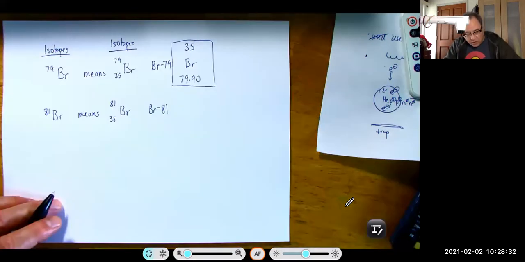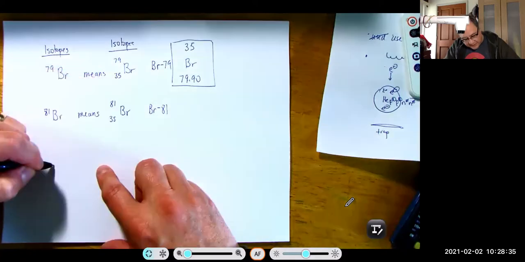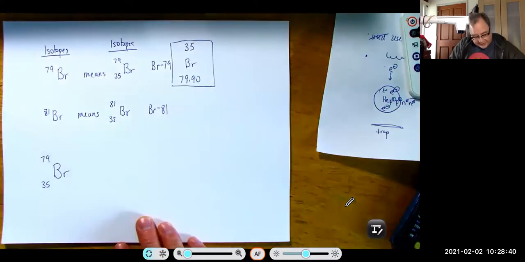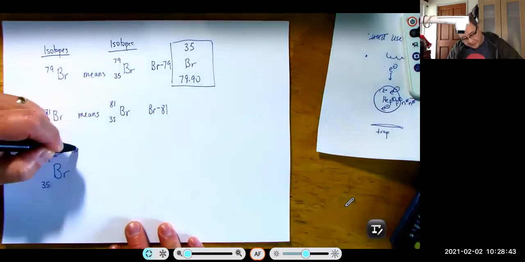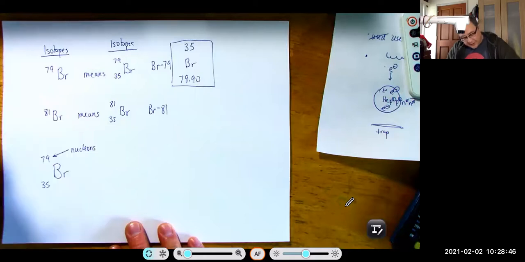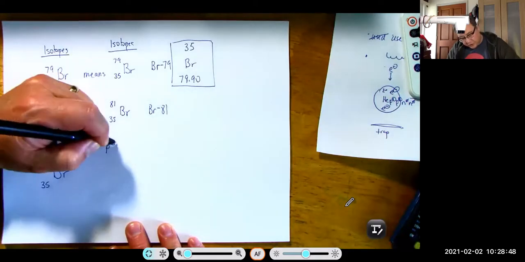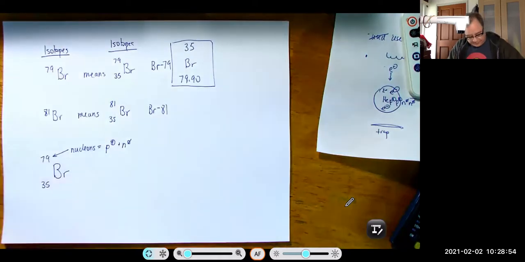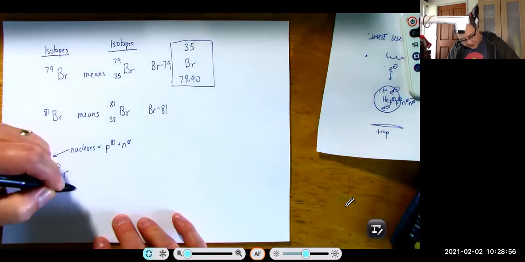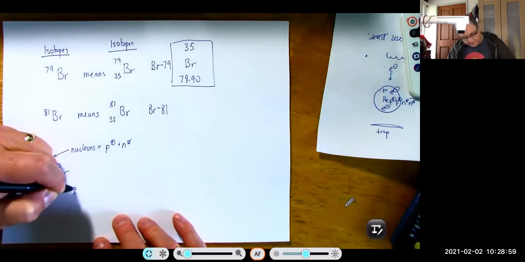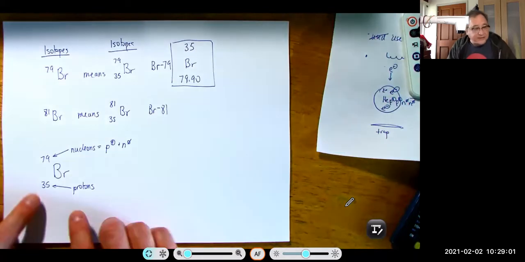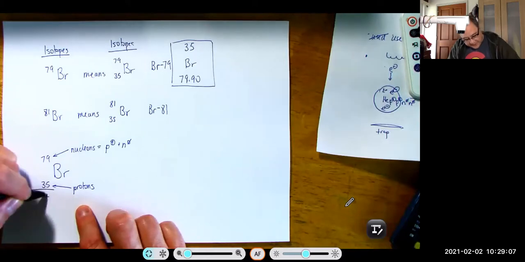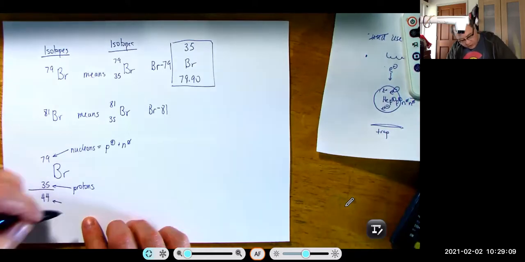So what does each one of these things mean? Well, I'm going to write this very large. And this is the number of nucleons. So that means protons plus neutrons. How many protons and neutrons it has total. This is the number of protons. So if it has 35 protons and 79 nucleons, we can do a little subtraction here. And we got that it's got 44 neutrons.